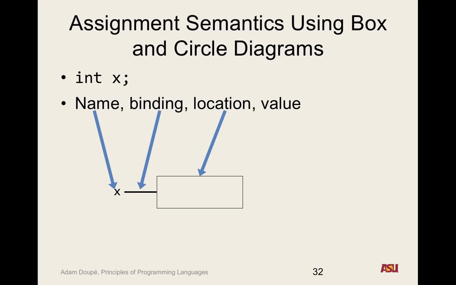So remember now, we're thinking more abstractly. We're not thinking about memories or registers or anything like that. We're talking about there's some X, this name X is bound to some location in the program. And then the value, we're going to represent the value as a circle within this box. Hence the name box and circle diagrams.